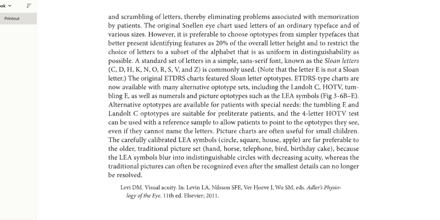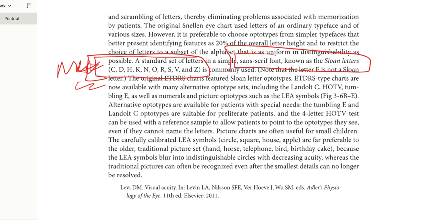What are Snellen letters? This is the past MCQ. Remember all these letters, please. They will give the letters in the options. You have to remember these letters. These are the Snellen letters.